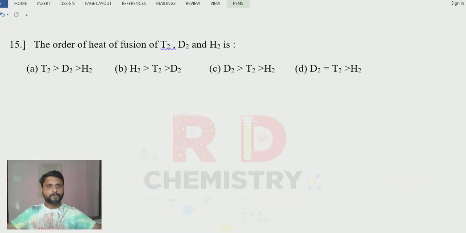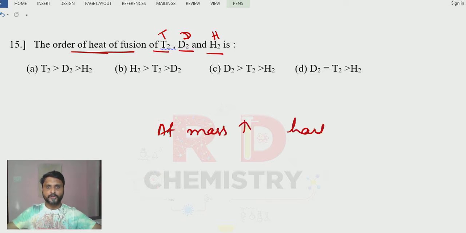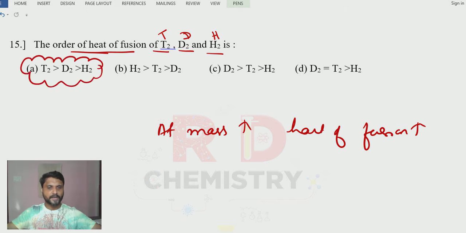The order of heat of fusion of T2, D2, H2, which means this is tritium, this is deuterium, and this is hydrogen. Three molecules are given and the order of heat of fusion is asked. Remember here, as the atomic mass increases, the heat of fusion also increases. Heat of fusion also increases, that you have to remember. So the answer is option number A. First one is the answer.